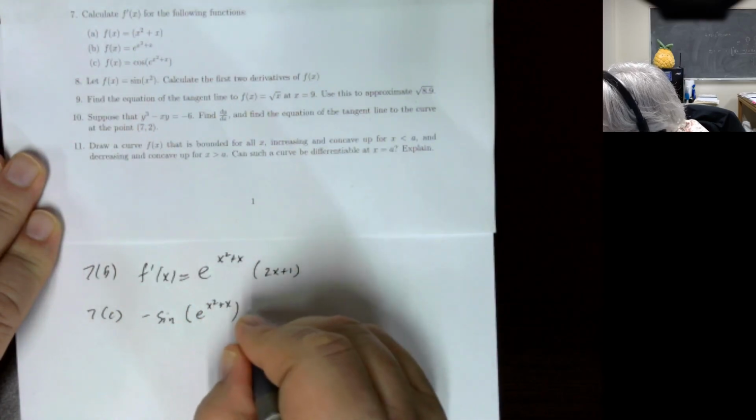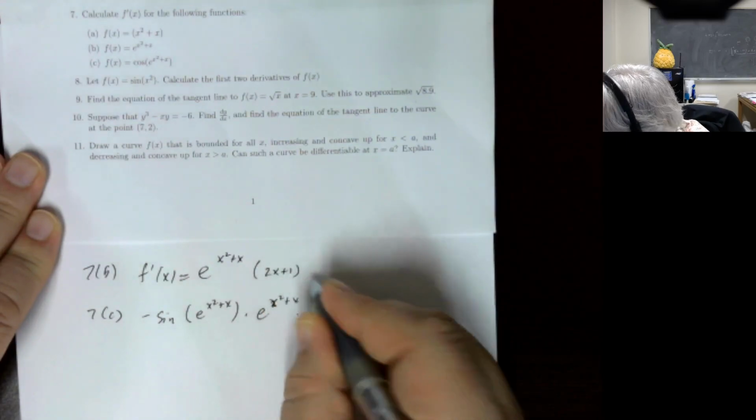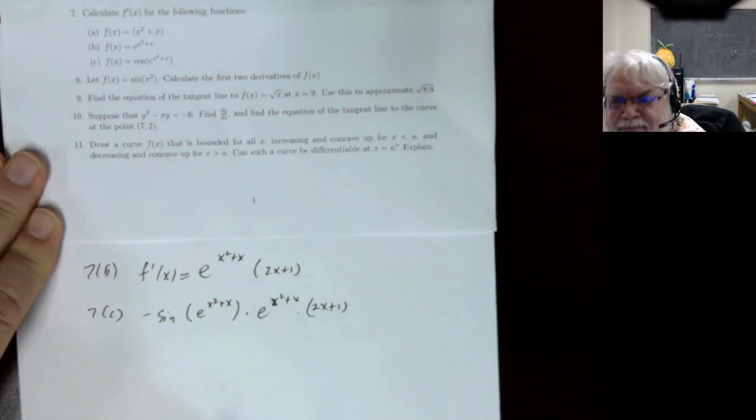And we've already computed that. That's e to the x squared plus x times the derivative of that inside, which was 2x plus 1. Good.